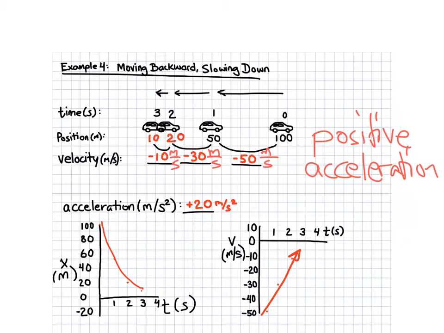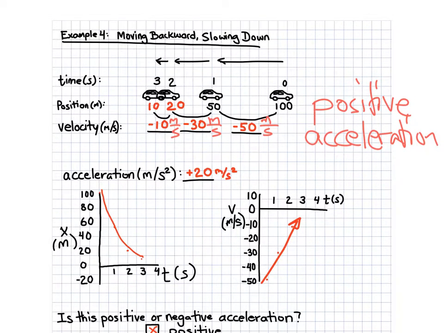So what would that look like if I were running? Well, I'd start over here, and I would run like this. You ready? Try to do this without breaking anything. All right, here we go. And slowing down. That was positive acceleration. I was going backward, slowing down. Got it? All right.